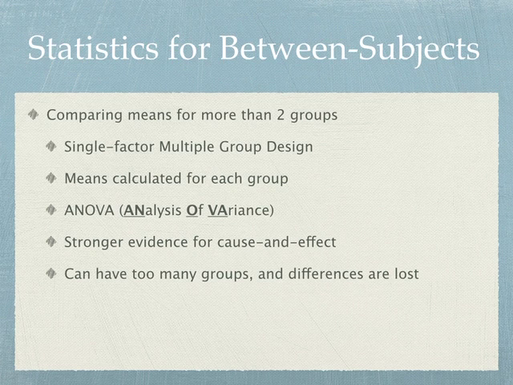The struggle with research as a whole is balancing. It's a balancing act. And this is just another situation where we're trying to balance the number of levels of our independent variable to get a really good understanding of our data, to get a really good understanding of the phenomena, but not water it down with too many levels.